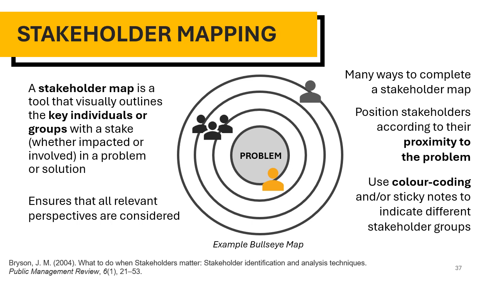You can use color coding or sticky notes. You can move those stakeholder groups around depending on how the problem evolves. There's lots of different ways that you can do it, but visually representing all the people who are impacted makes sure that we don't forget anybody in the process.